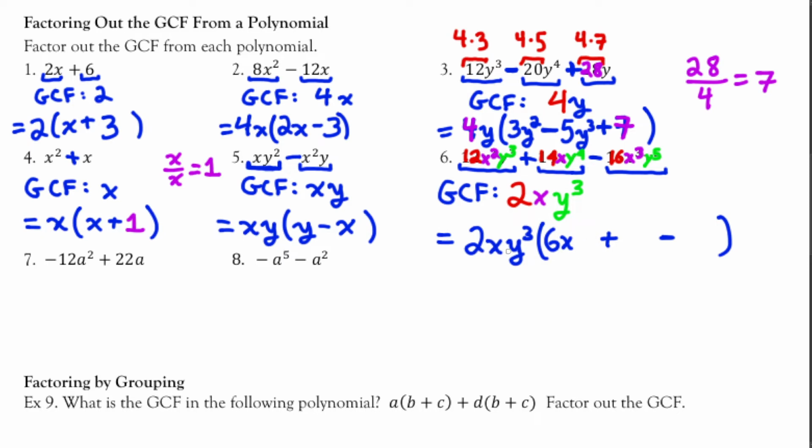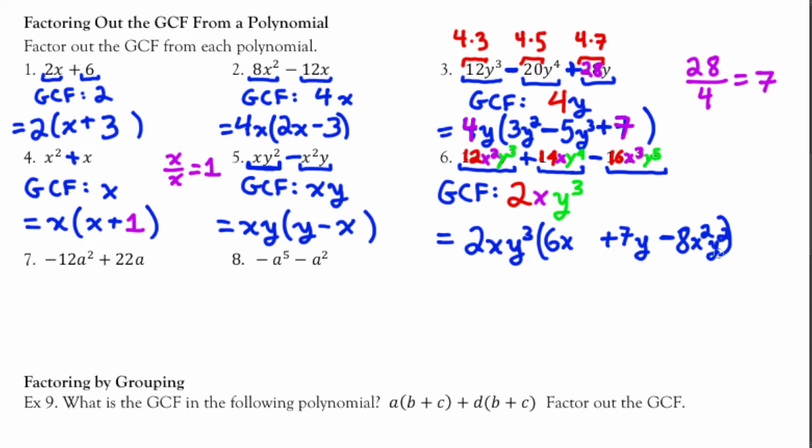Then I take 2xy cubed out of the second term. I take 2 out of 14, and I get 7. I take x out of x, and it's gone. I take y cubed out of y to the 4th, and that's y. Finally, we do the third term. I take 2 out of 16 to get 8. I take x out of x cubed to get x squared. And I take y cubed out of y to the 5th to get y squared.